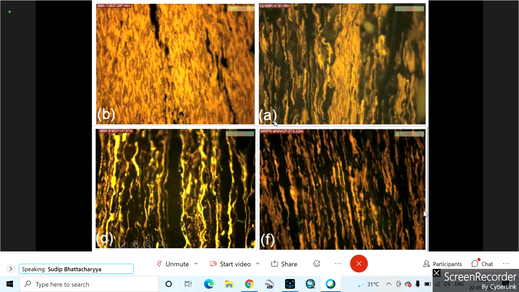Just you see the diagrams. All these are under ultraviolet light, and you can see the total field is covered by liptinite macerals. So obviously, this much liptinite means this much lipid or fat.